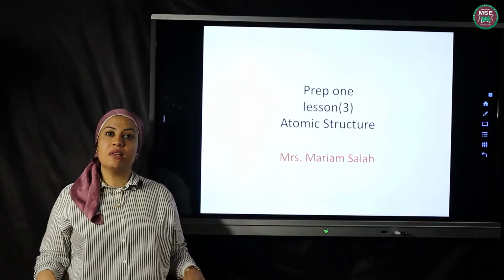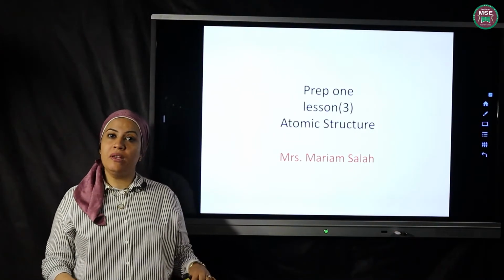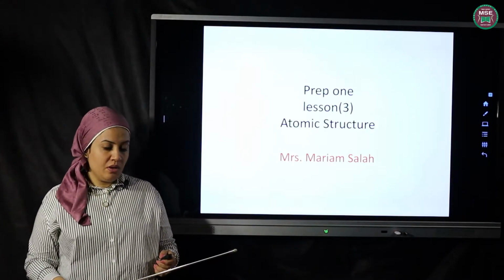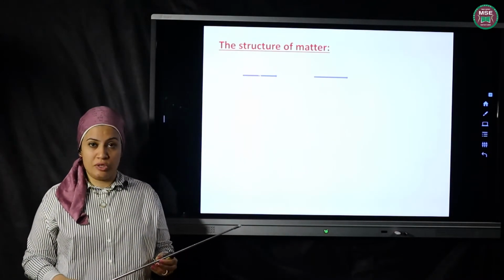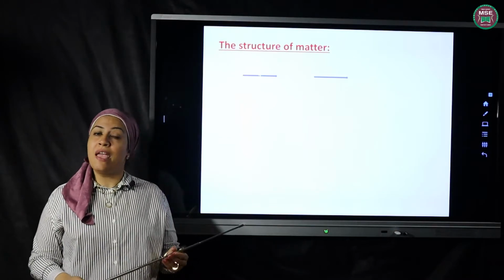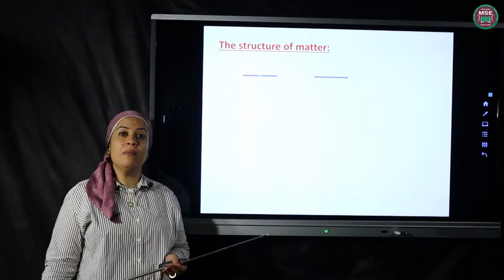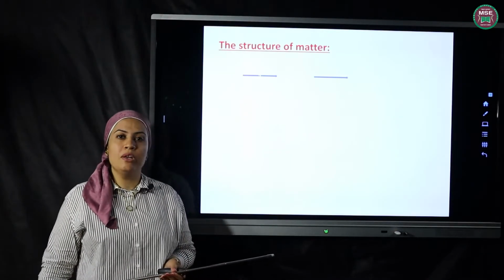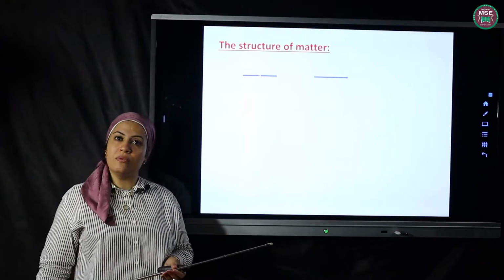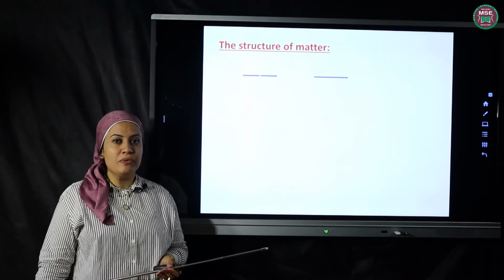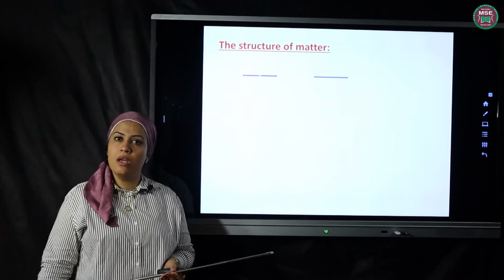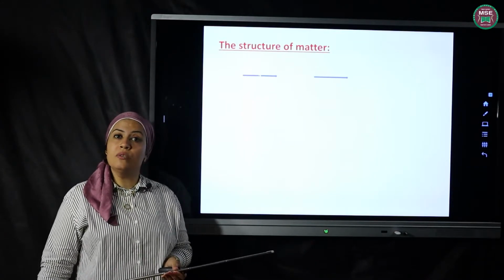Today we will start our session, Unit 1, Lesson 3, Atomic Structure. We studied before in the last session that matter is anything that has mass and volume, and matter consists of molecules, which are the smallest building unit of matter, which can exist freely and have the properties of matter. Okay, what about the molecules?